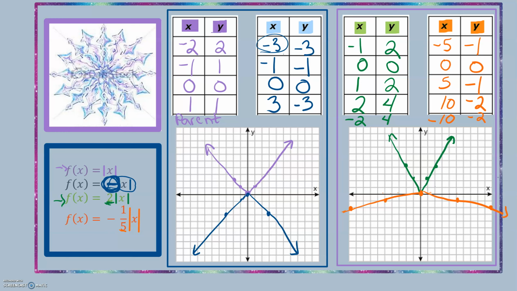Draw those lines in. Okay, so for this orange one here, when I had that 1/5, that fraction in front of it, what happened to the shape? When I had that negative in front of it, what happened to that shape? Take a moment, and on your paper, I want you to write down what you notice about these. What do you notice about the blue, the green, and the orange line in comparison to the purple graph? What's the same? What's different?